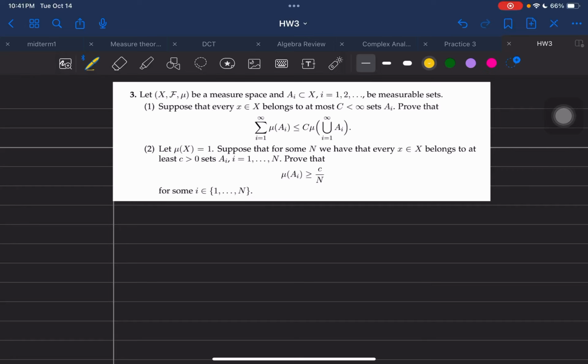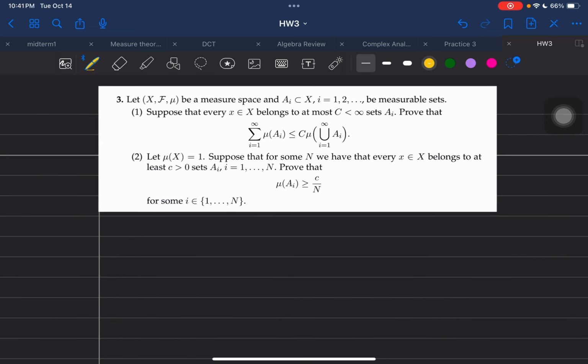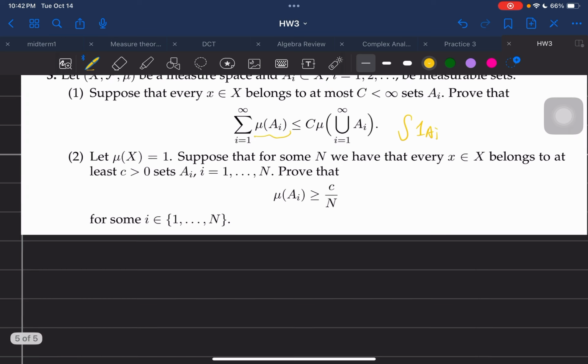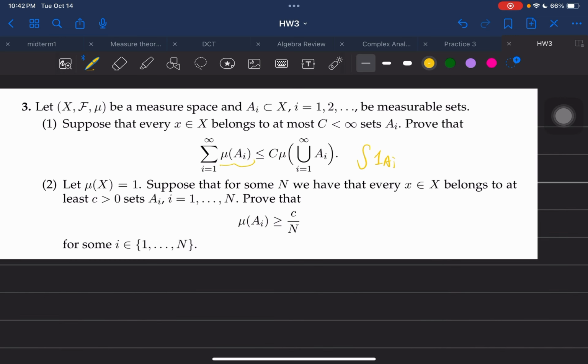Hi everyone, in this video I'm gonna explain how to solve this problem. Essentially we're gonna learn how to deal with the measure of AI, so how to change the measure of a set into the integral of the indicator function of the AIs. And also we're gonna use maybe something like counting measure to solve part 1, and part 2 is easier.